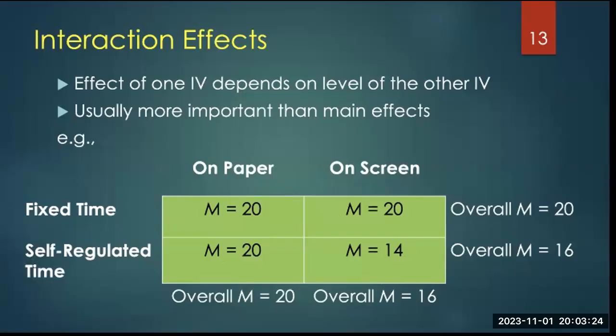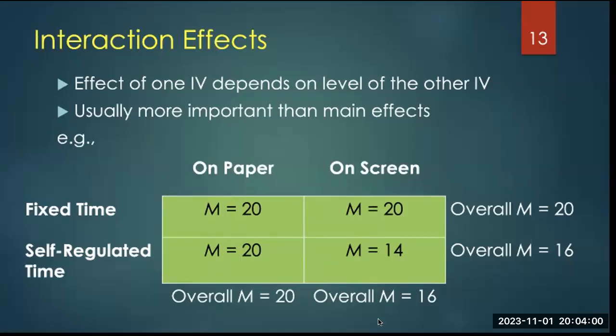That's the "it depends" component. The screen modality only affected their scores on the multiple choice test if people were allowed to spend as long as they wanted. That's the only time the average scores changed. If you look inside the green boxes, the average score on the multiple choice test was consistent all the way across. The only time it changed was when the screen modality intersected with the self-regulated time component. That is an interaction effect.